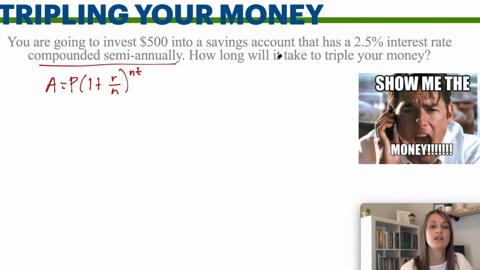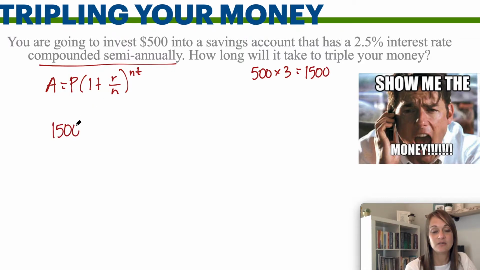So they want to know how long it'll take to triple your money. Well, if you invest $500, the triple amount of $500 is going to be $1,500. Why? Because 500 times 3, tripling your money, is $1,500. So therefore, you're going to be setting this equal to $1,500. That is your final amount that you're wanting. You're investing the $500, and you know that the interest rate is 0.025. Don't forget, always make sure it's a decimal.